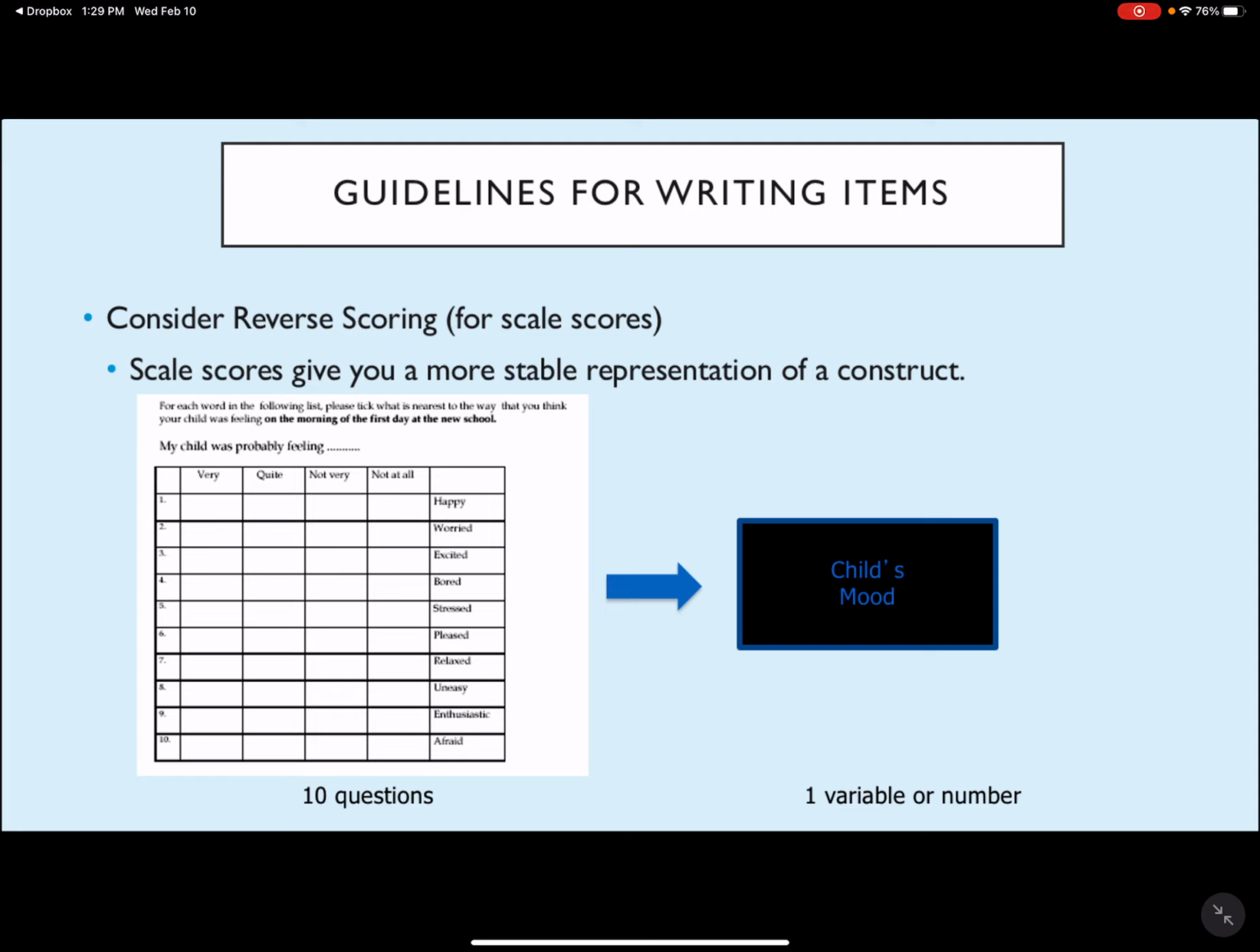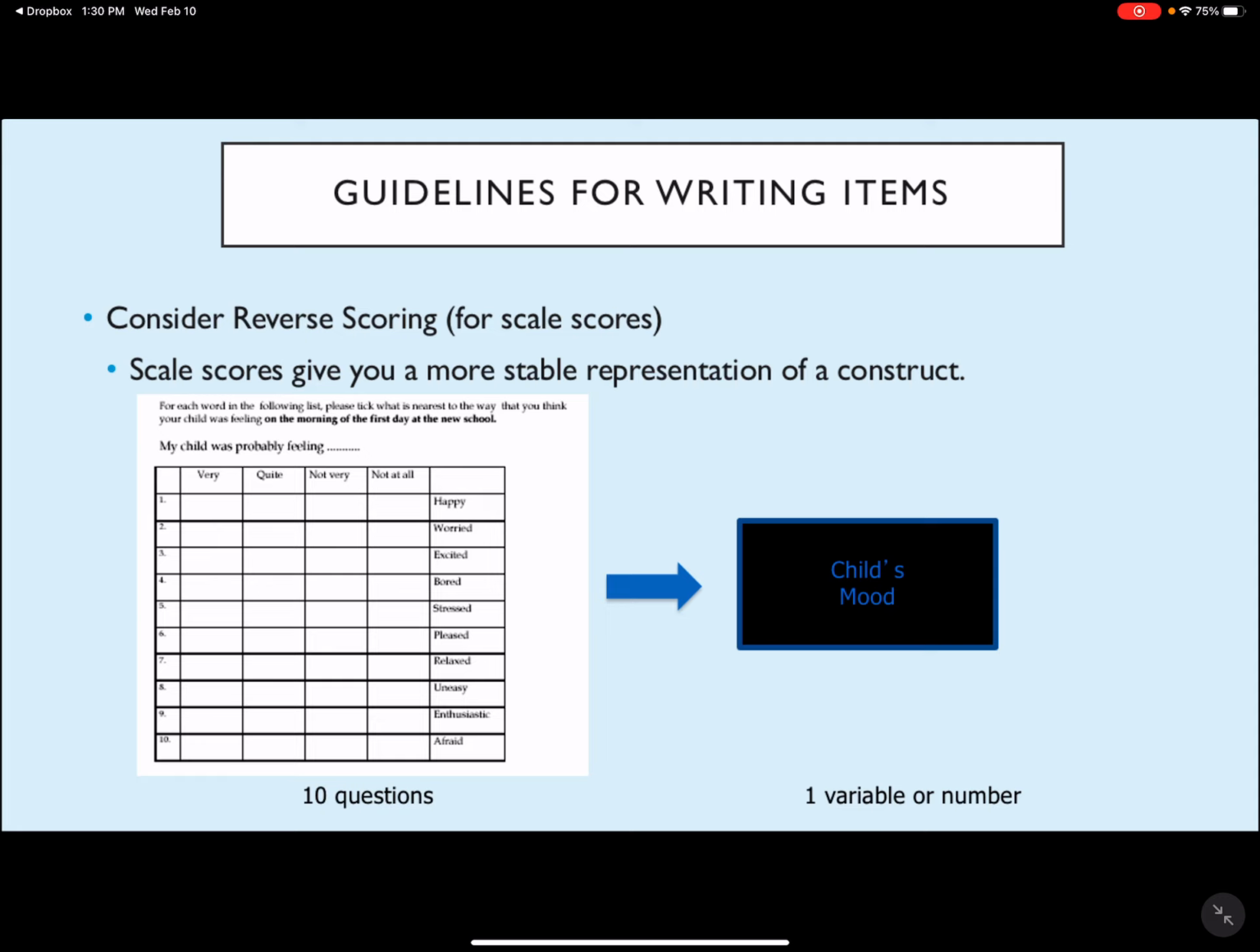It says, for each word in the following list, please tick what is the nearest to the way you think your child was feeling on the morning of the first day at the new school. And the answer choices from left to right are very, quite, not very, not at all. And the items are happy, worried, excited, bored, stressed, pleased, relaxed, uneasy, enthusiastic, afraid, okay, et cetera. So they're asking about emotions, and they want to know if the child feels very, quite, not very, or not at all for each of those 10 questions.